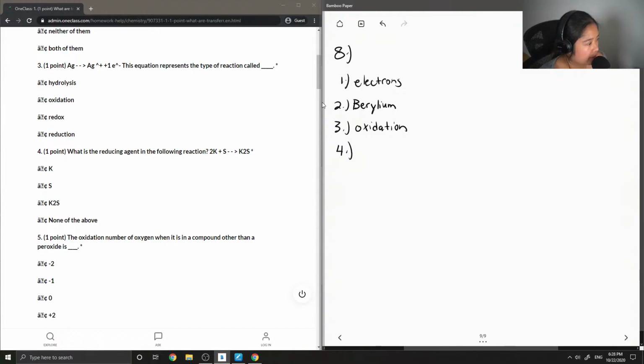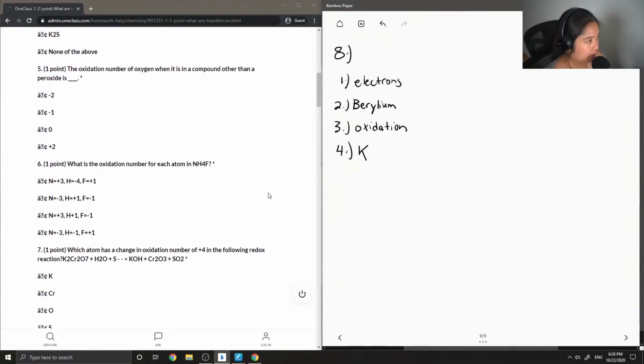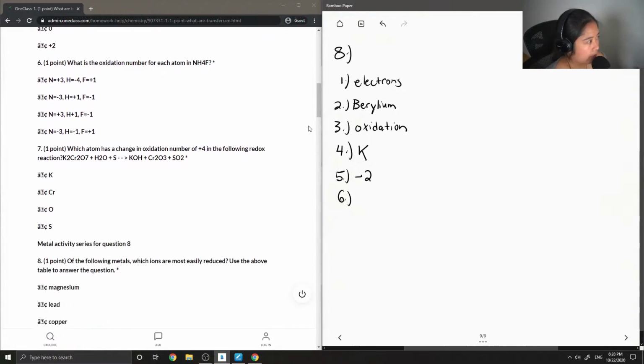Or what is the reducing agent in the following reaction? So in this case, it is our potassium. The oxidation number of oxygen when it is in a compound other than a peroxide is -2. So when it's in a peroxide, it has a -1 oxidation number.